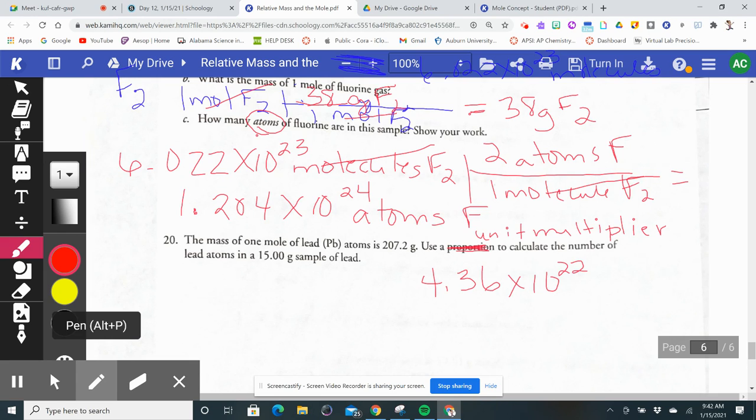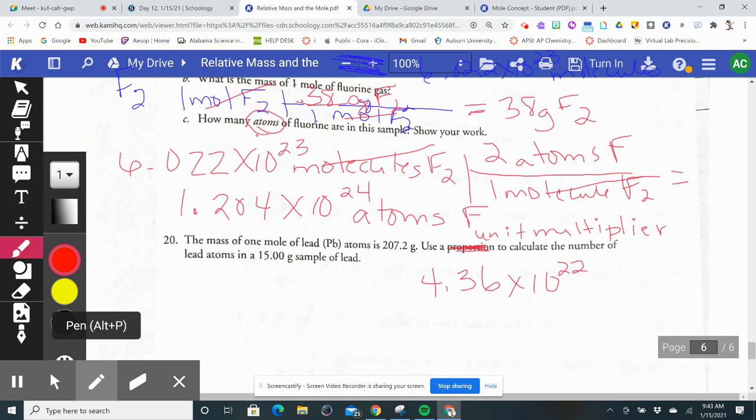The actual question is the second sentence. Use a unit multiplier to calculate the number of lead atoms in 15 grams. So the question gives us how much lead do we have? 15 grams. That's where we start. The first sentence is just information. So 207.